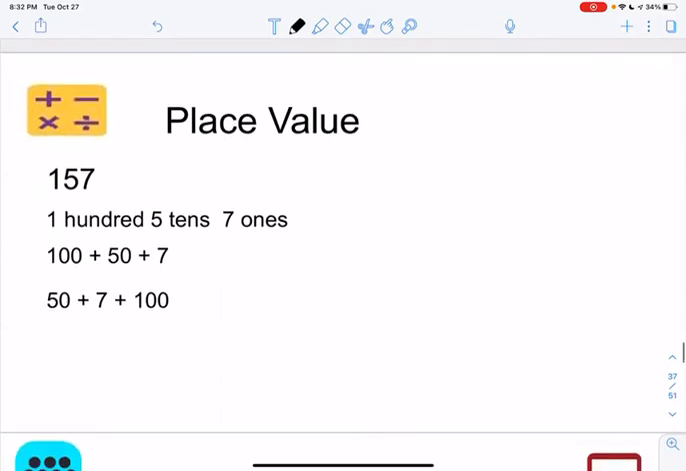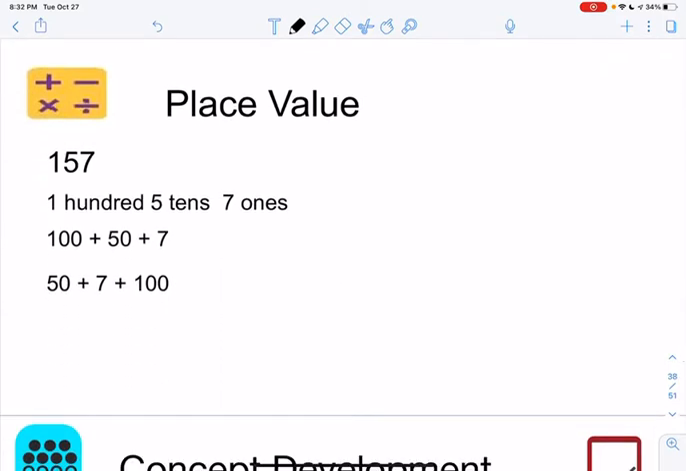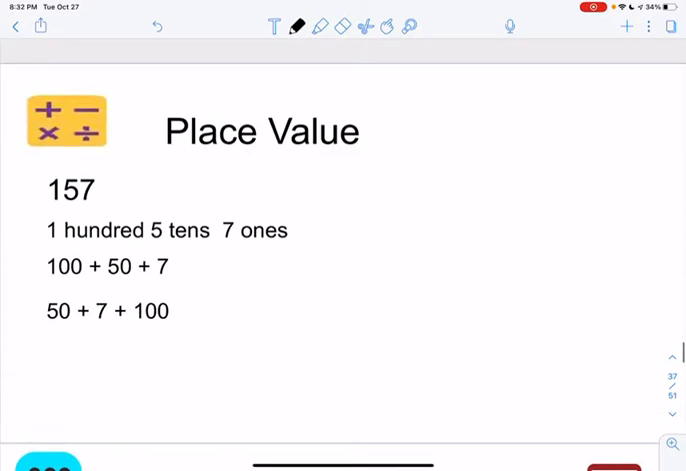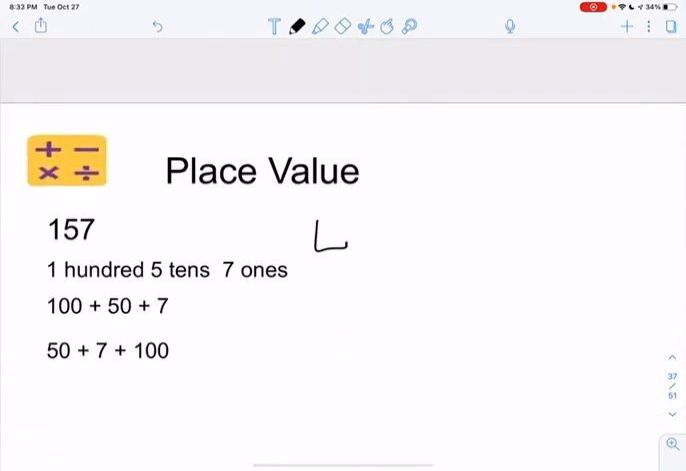Place value. All right. So if we remember place value, what is the big square worth? 100. What is the rectangle worth, the skinny rectangle? 10. What is the little square worth? 1.